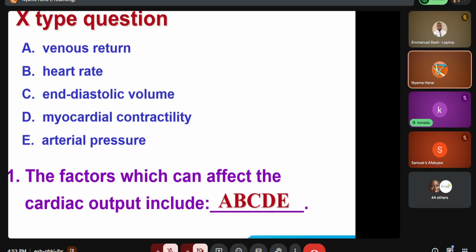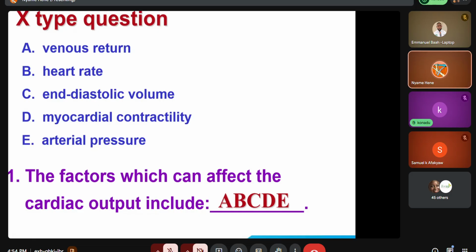You understand? Now we have the end diastolic volume. End diastolic volume is just like venous return. The venous return will come and make up the end diastolic volume. So if venous return is low, end diastolic volume will be low, stroke volume is going to be low, and cardiac output will be low, right?